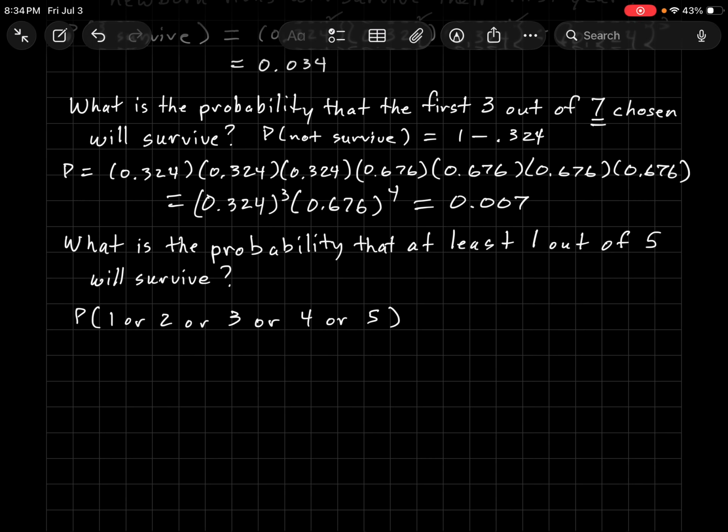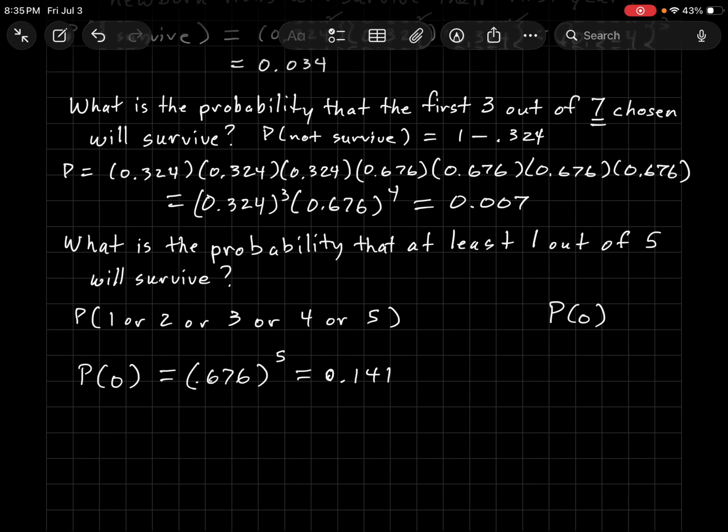Instead of finding the probability of 1 or 2 or 3 or 4 or 5, I'm going to find the probability that none survive. So the probability that none survive is the first one doesn't, the second one does not, the third, the fourth, the fifth, all do not survive. So I get 0.676 to the 5th power, which is about 0.141. Is that the answer that I want?